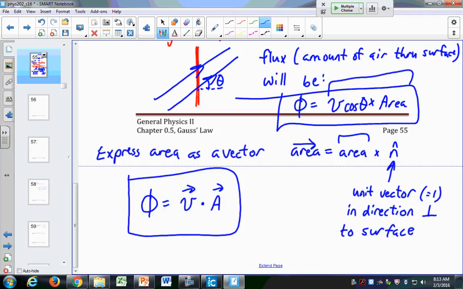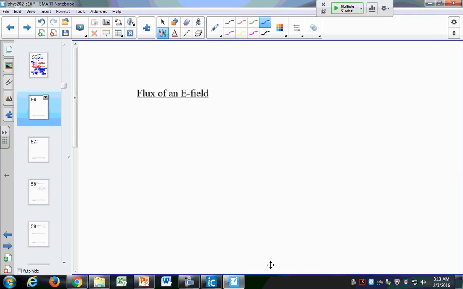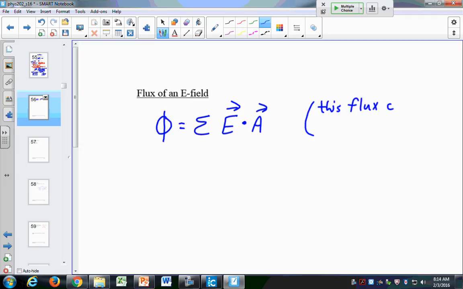Okay? Now let's look at the flux of an electric field, and all this will come into play. So, the flux of an electric field will be the sum of the electric field dotted with the area vector. And remember, with the electric field, unlike with the gravitational field, this flux can be positive, negative, or zero.